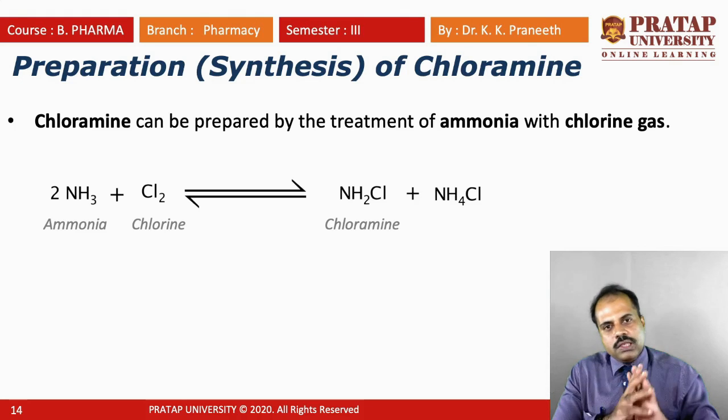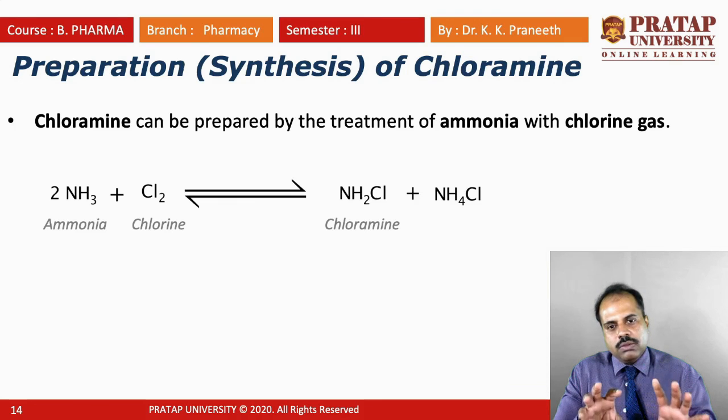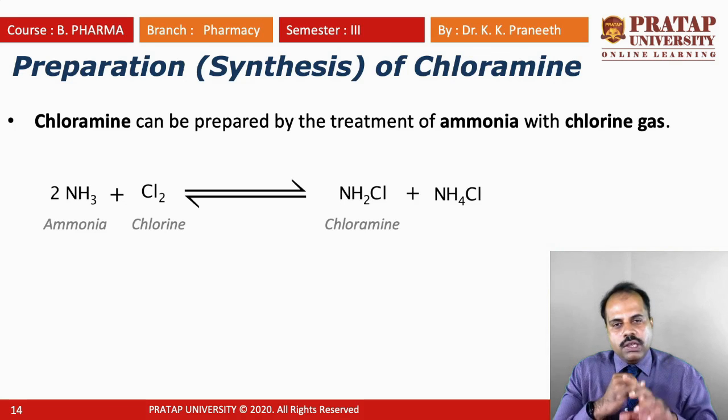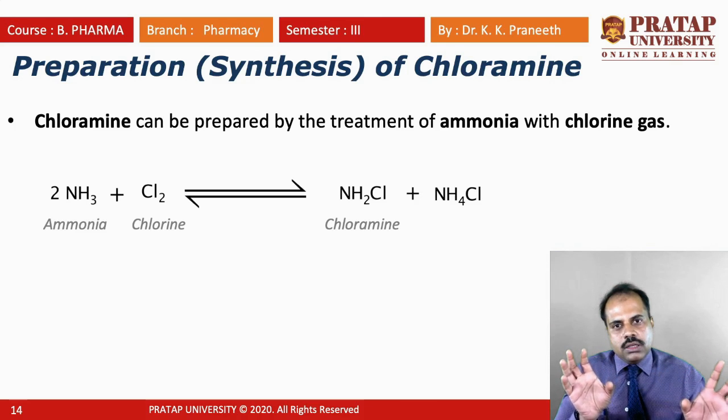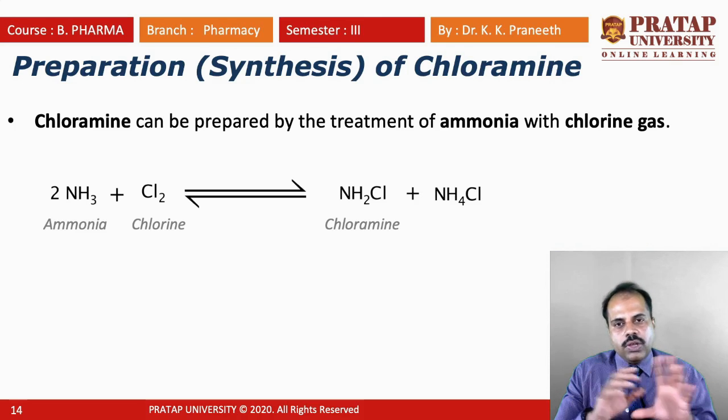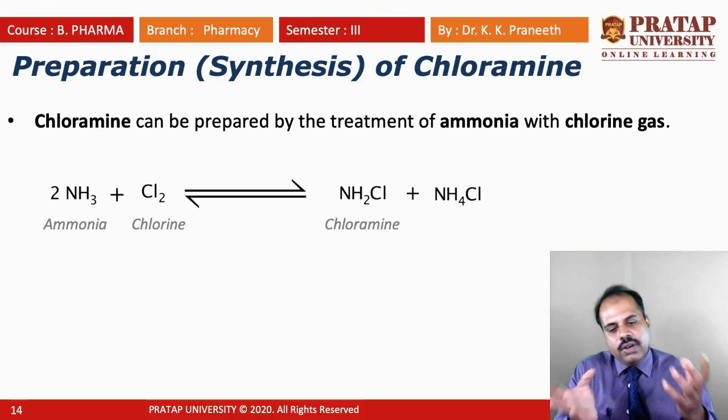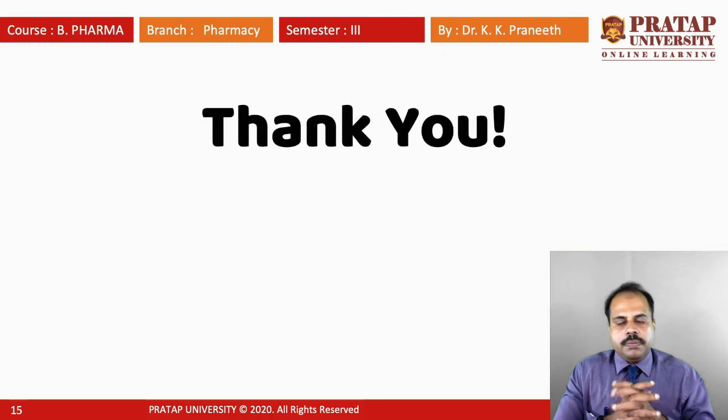So far we have finished the uses, and with this we have also finished all the topics of unit 1. Benzene and its derivatives are complete, and in the next class we will see the next chapter, that is phenol: important properties of phenol, preparation of phenol, derivatives of phenol, etc.